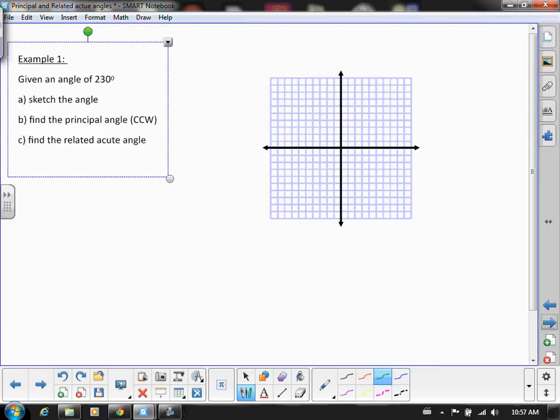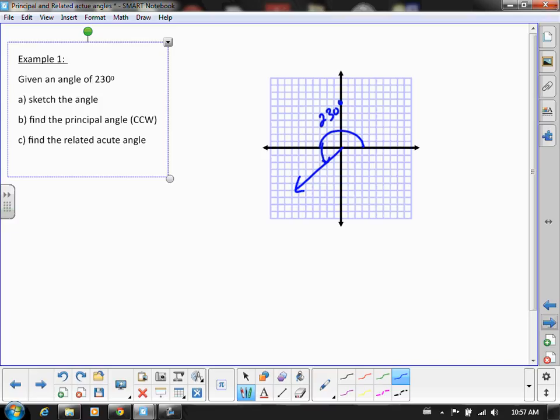So here we have an example. It says, given angle 230 degrees, sketch the angle. So let's start by doing that. So I have a coordinate plane drawn here. So we're going to start on the x-axis. I'm going to rotate. So I'm at 90, we're at 180. So 230 degrees is going to be in here somewhere. So I've sketched that 230 degrees. I'm putting the little arrowhead to show the direction that I'm turning in.